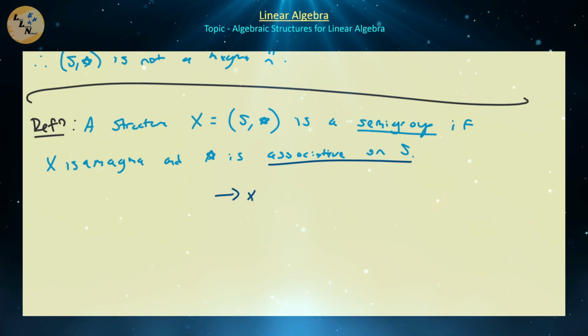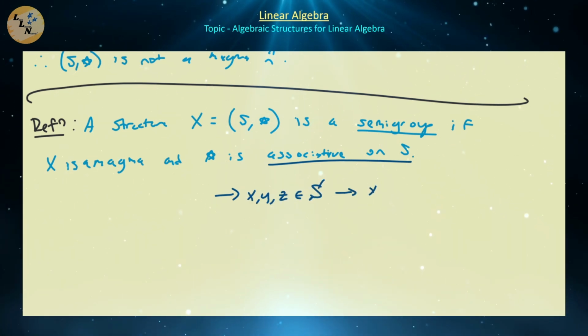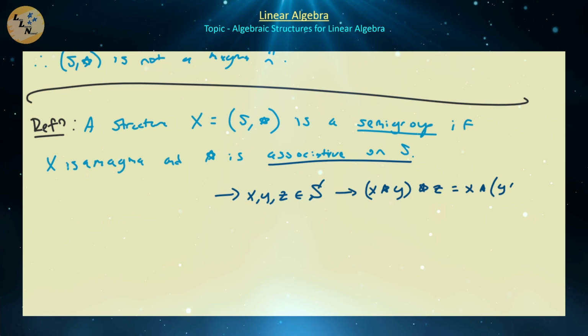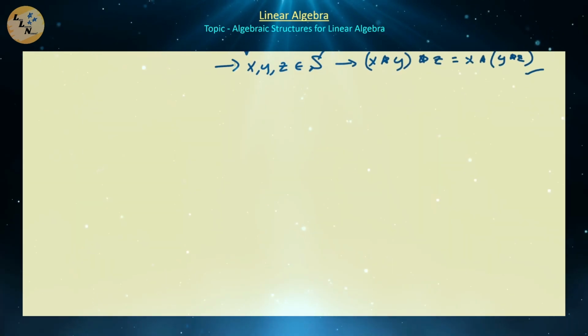That means if we choose x, y, and z in S, then x star y and then star z must be equal to x star the result of y star z. And that has to be true for all x, y, z in S. So let's see if we can construct an example of something that is not a semigroup.